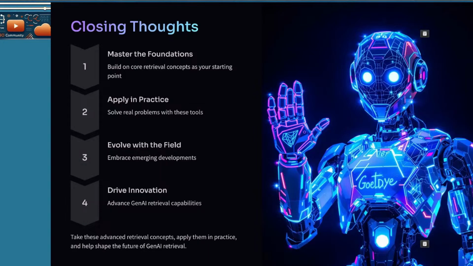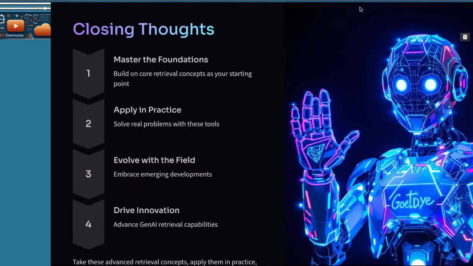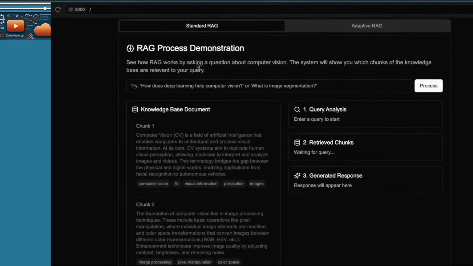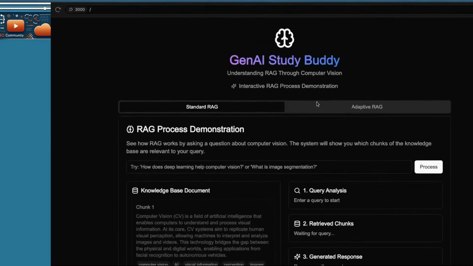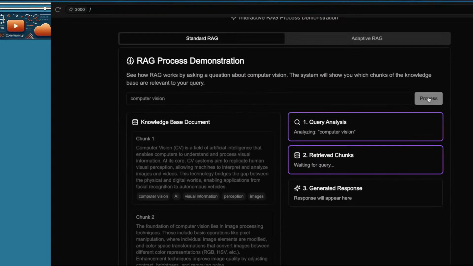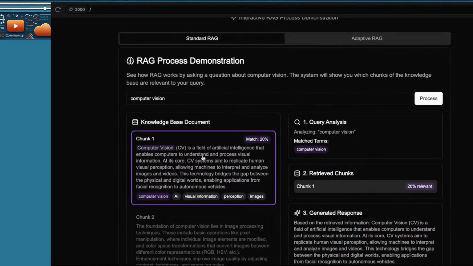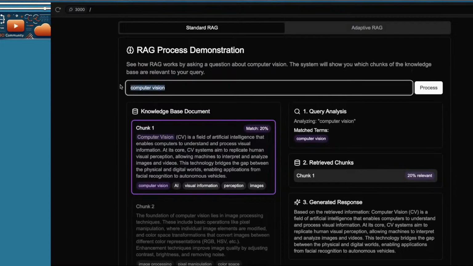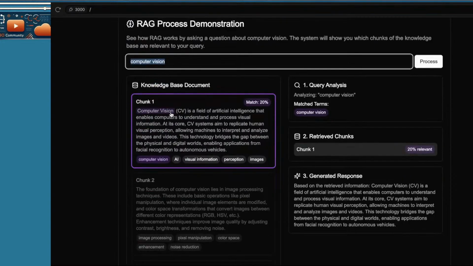Okay, I actually came up with a little demo as well. I put together this UI basically demonstrating how regular RAG works. For regular RAG, I can ask it something like computer vision, and it will do the query analysis, retrieve the relevant chunk, and generate a response here, right? So it found out I was talking about computer vision. It saw that this chunk is the relevant one.